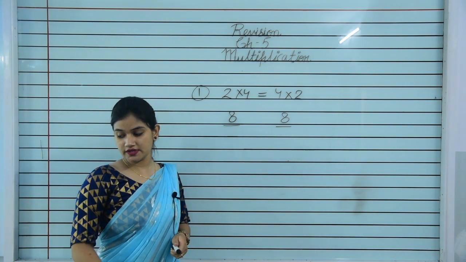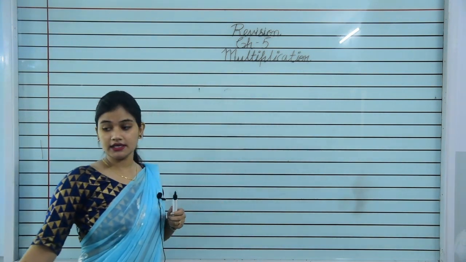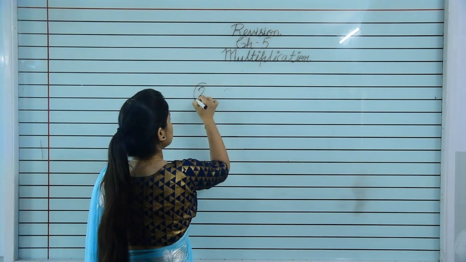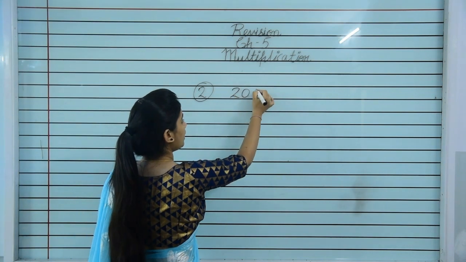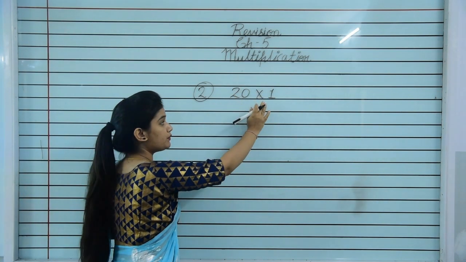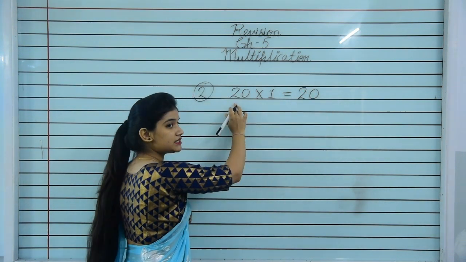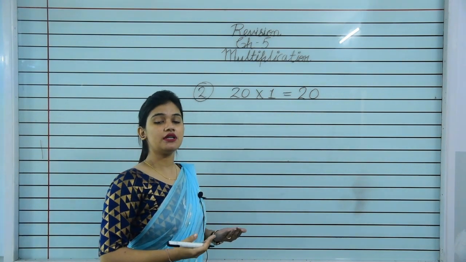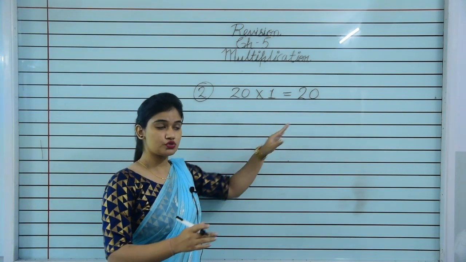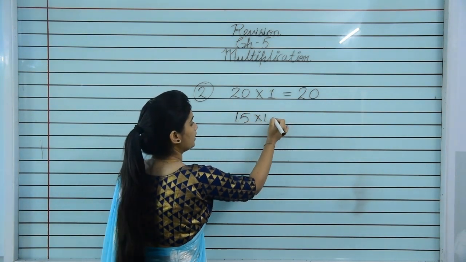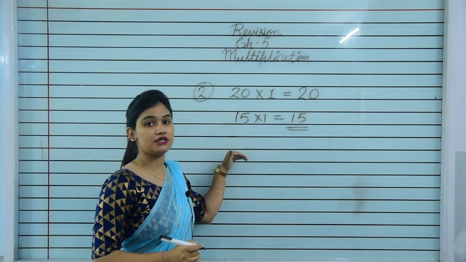Understood students? Now we see the second one. If we multiply any number by 1, I am multiplying 20 by 1. Then the product is the number itself. 20 ones are 20. It means if you multiply any number by 1, the product will be the number itself. 15 into 1, the answer is the number itself, that is 15. This is the second multiplication fact.